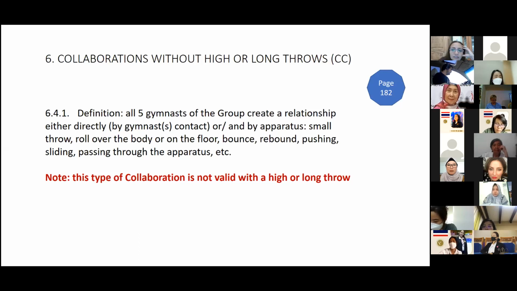What does it mean, CC? What is the definition of a CC? It is without high or long throws. All 5 gymnasts of the group create a relationship directly by the gymnasts. They contact each other, or by the apparatus. They have a small throw, roll over the body or on the floor. They bounce or rebound or push or slide. This type of collaboration cannot be valid with high or long throw.